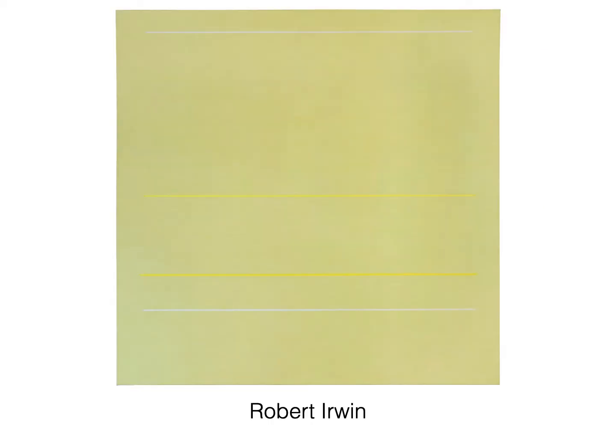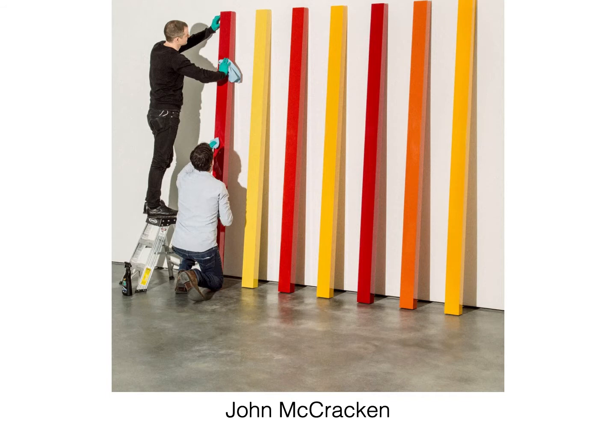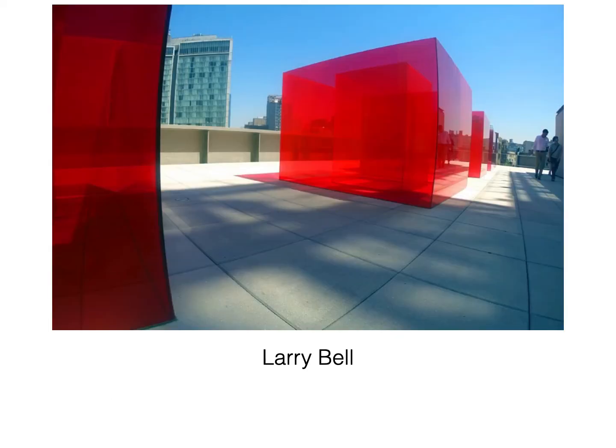Robert Irwin, a California light and space painter as they were known, has this very reductive, experiential color. Here's another piece of his, playing on that title from Barnett Newman. John McCracken is a California artist who's using color within the context of things like surfboard making, very California, car hot rods and stuff like that. This kind of finish fetish quality to these minimal objects.